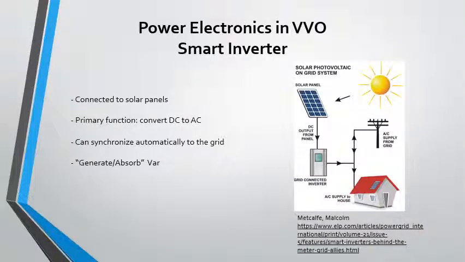We will now look at smart inverters. They are usually connected to a solar panel, and their primary function is to convert DC to AC, because the output of the solar panel is DC, but our houses and the grid are AC. The smart inverter has the capability to synchronize automatically to the grid. That means it can match the voltage amplitude, frequency, and phase angle.